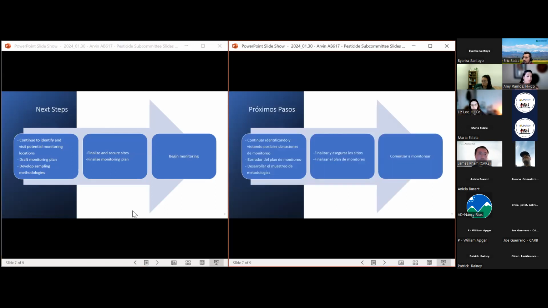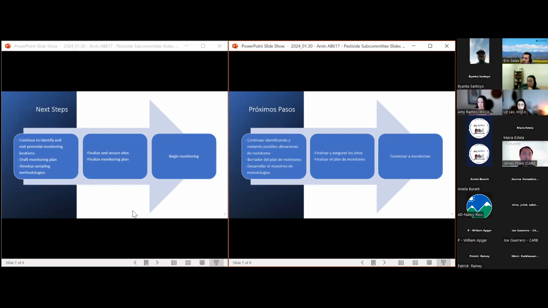So these are our next steps. We're going to continue to identify and visit the potential monitoring locations in the community. We'll draft our monitoring plan, which has been sidelined because we don't have everything finalized yet in terms of locations and also the compound. And then we'll continue looking at our sampling method to make sure that everything works out. Then we'll get to the point where we finalize both the sites and the plan, and then we'll start monitoring.